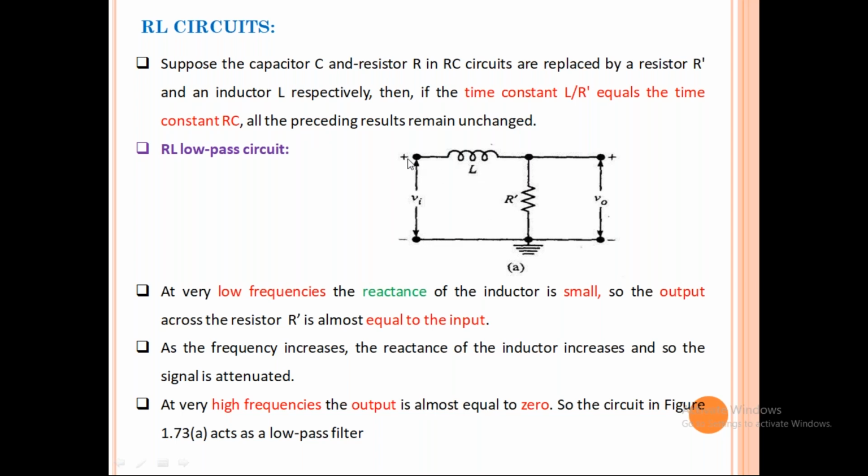The difference between these two is that the capacitor and resistor are interchanged here. Previously the low pass RC circuit had the resistor first and the capacitor in shunt connection. Now it will be reversed, so this will allow only low frequencies. How can we say that this allows only low frequencies? For low frequencies, the reactance of the capacitor is small. Inductor reactance is j omega L.